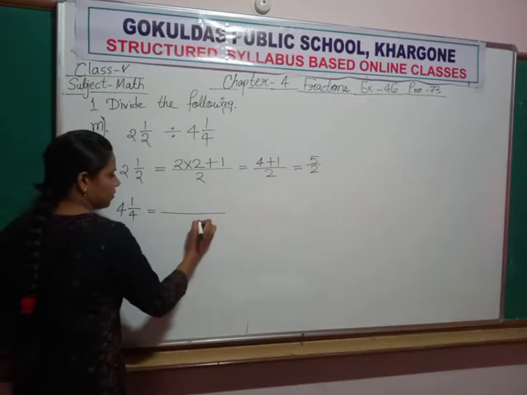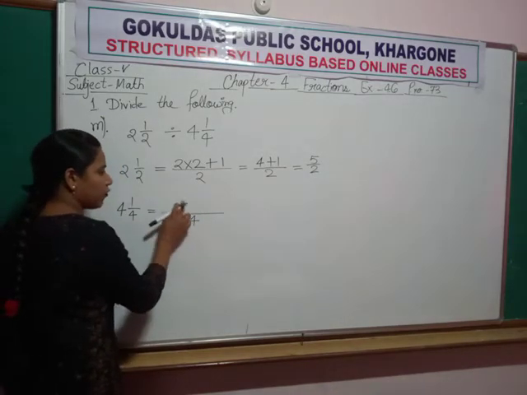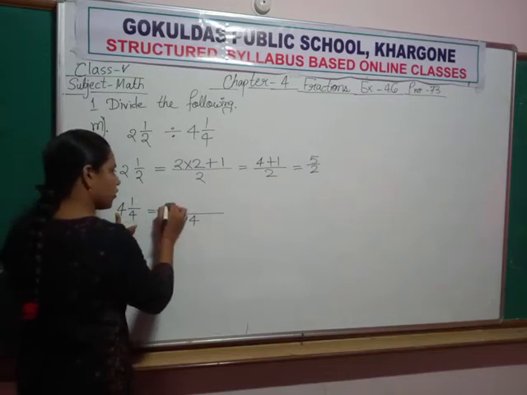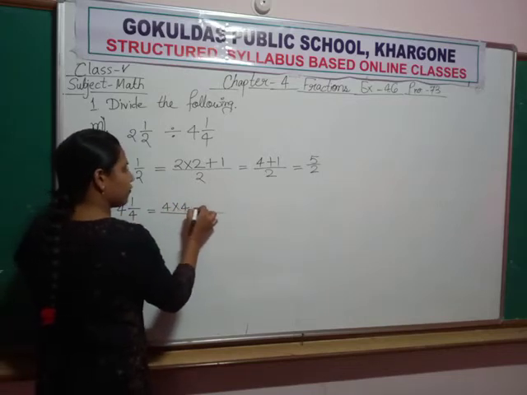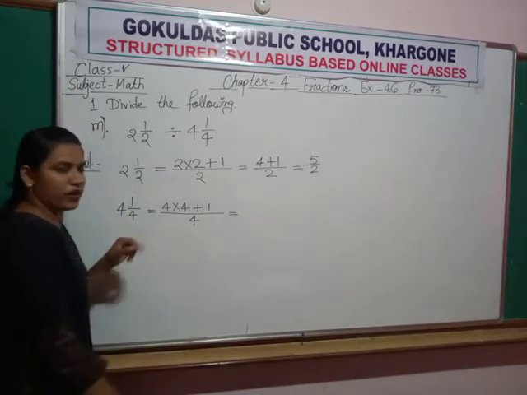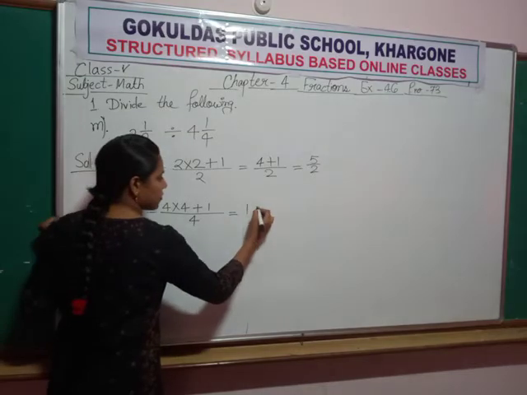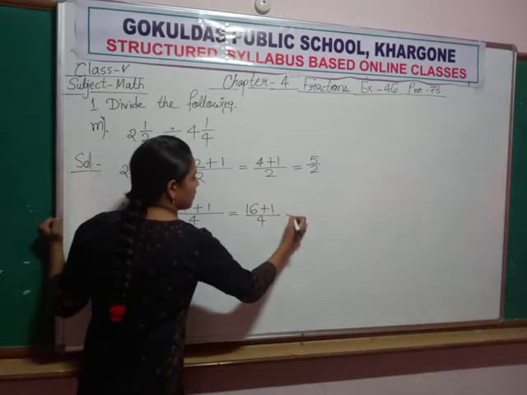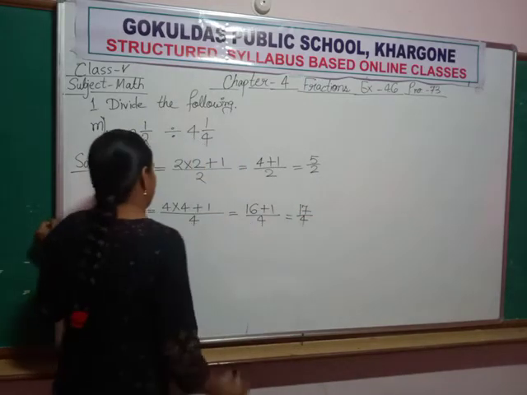Convert it. To convert, we write the denominator as it is. In the numerator part, what do we do? We multiply the whole number with the denominator. So the whole number is 4. We will multiply this whole number with denominator 4. Then we add the numerator. So add 1, as 1 is the numerator. Now solve this. 4 into 4 is 16 plus 1 upon 4. 16 plus 1 is 17 upon 4.